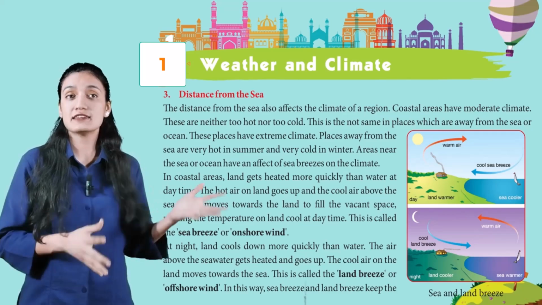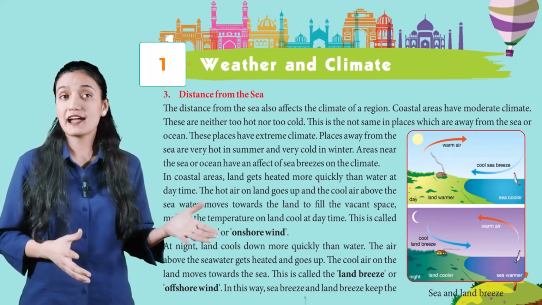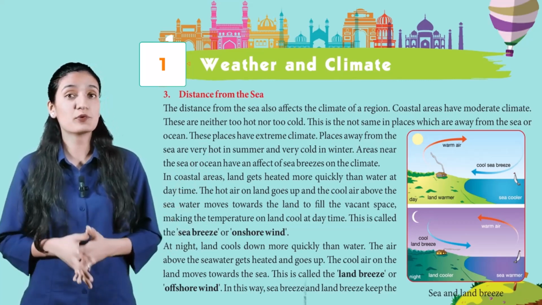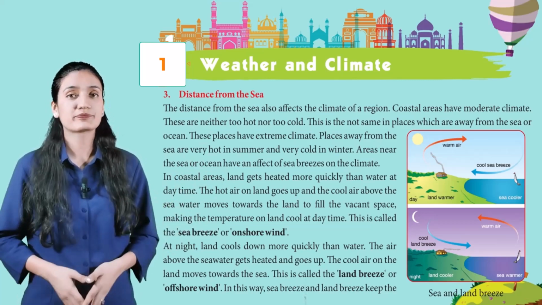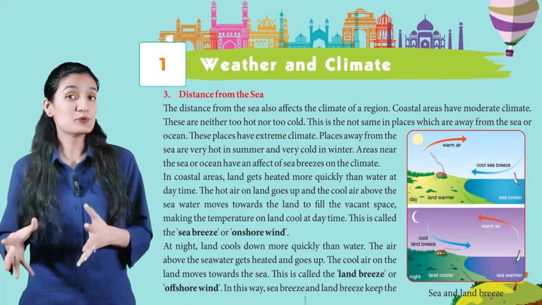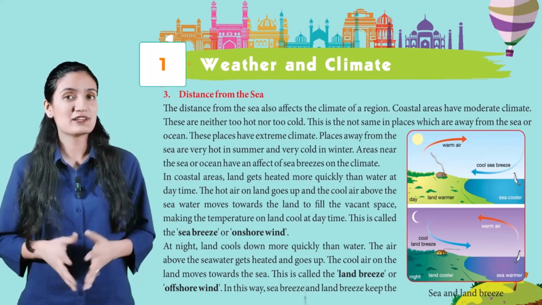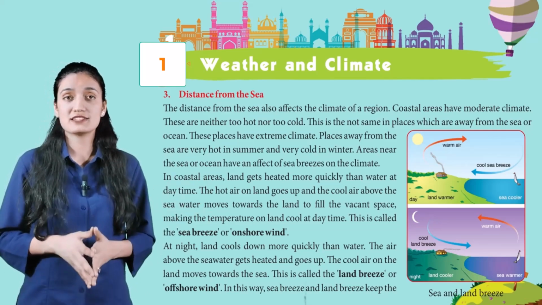This is called the sea breeze or onshore wind. At night, land cools down more quickly than water. The air above the seawater gets heated and goes up. The cool air on the land moves towards the sea. This is called the land breeze or offshore wind.